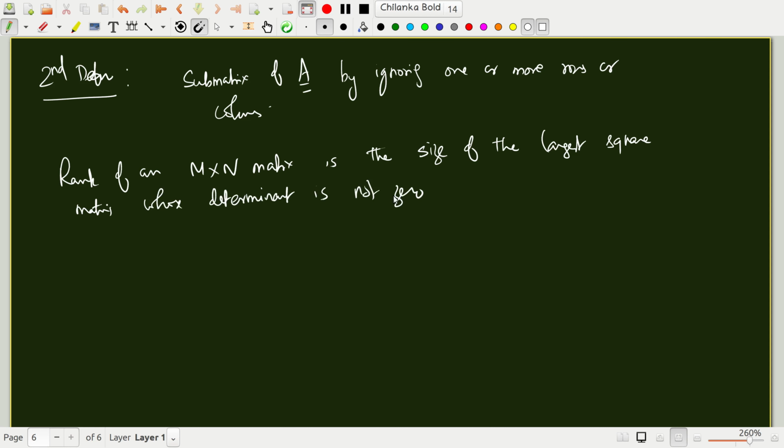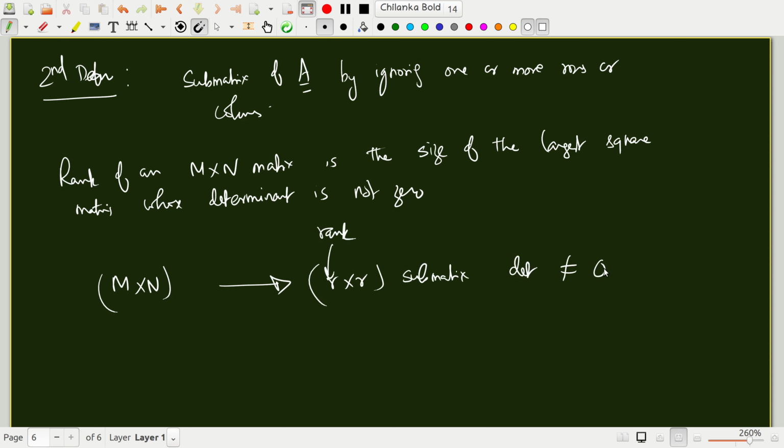Okay, so even though you have an m by n matrix originally, this matrix will have an r by r submatrix, where r is the rank, whose determinant is non-zero. Okay, but if you consider another submatrix of dimension r+1 by r+1, its determinant will be 0. Okay, so that means that the rank of the matrix A will be r.